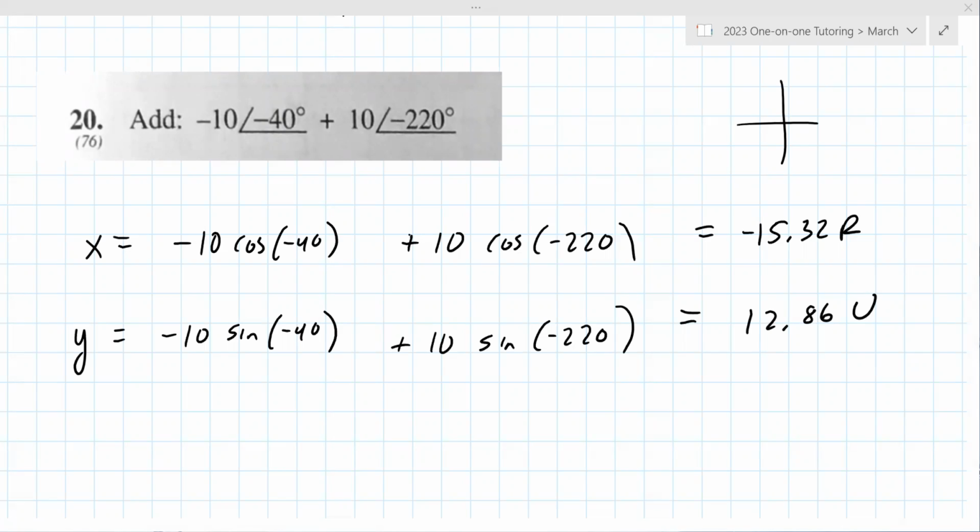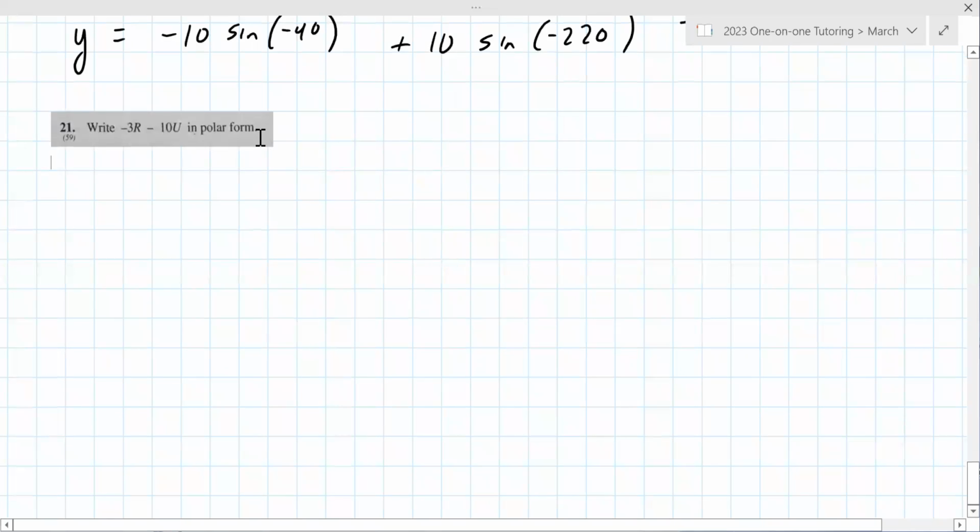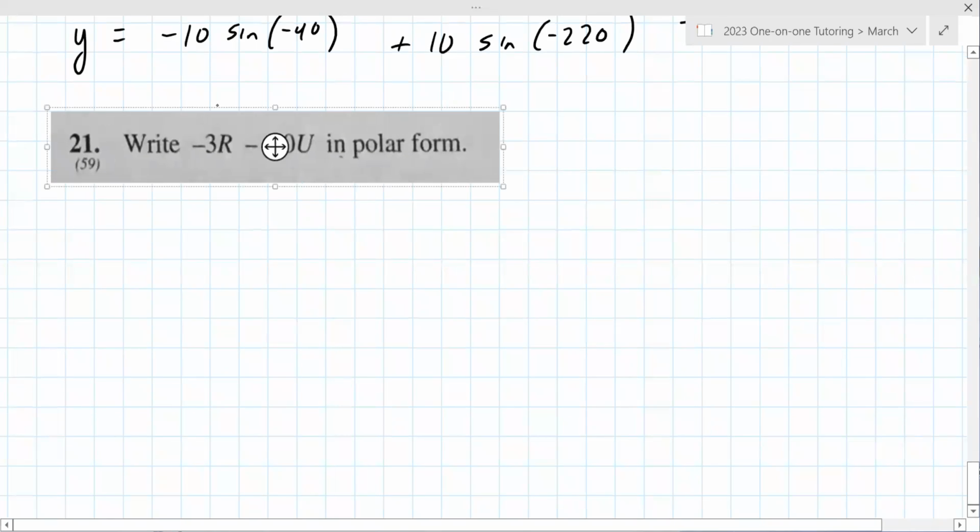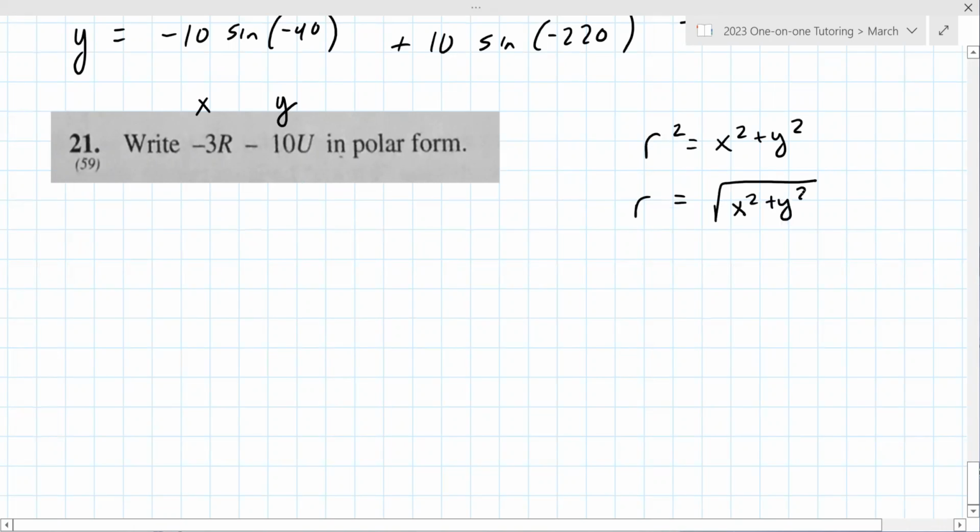For the next one, I'm trying to think if there is a shortcut here to writing it in polar form. I guess you can think of this as X and Y. If you really want to do it that way, R squared is X squared plus Y squared. Sometimes it's just written this way, but you lose whether it's plus or minus, but that's taken care of with angle theta. Theta is the arctangent or tan inverse of Y over X.